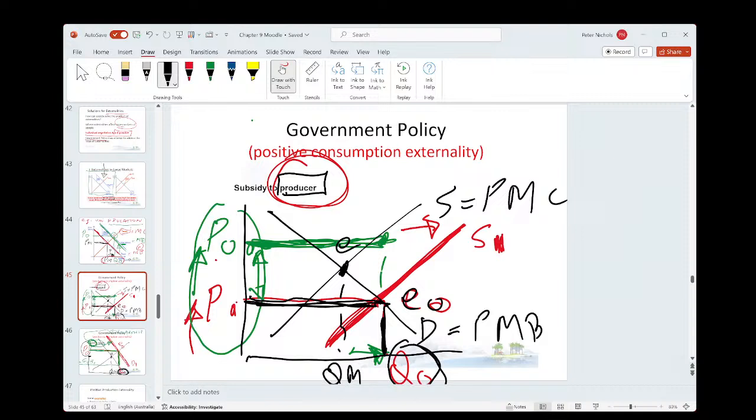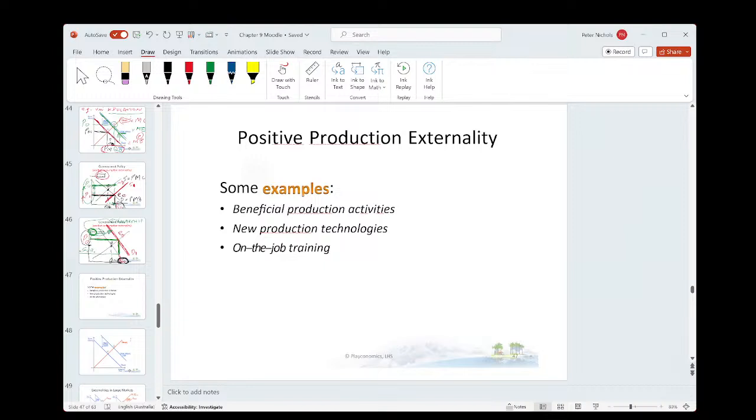So that's two examples of government policies that governments may use to address positive externalities. Okay, so positive production externalities. Let's just look at this one here, right?